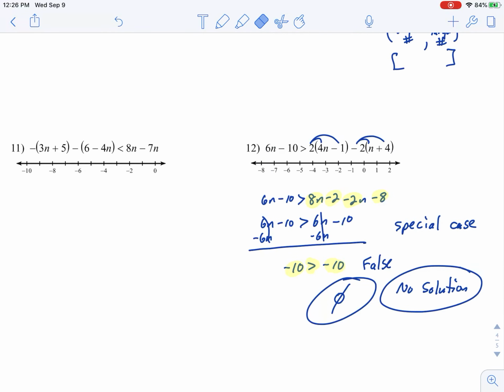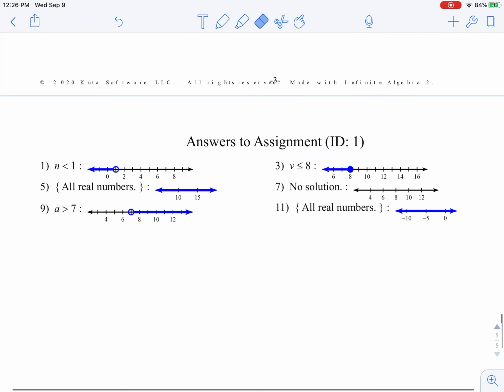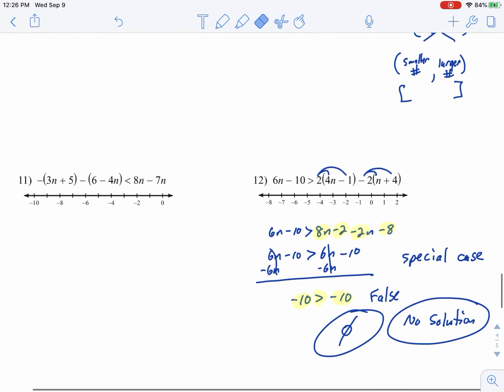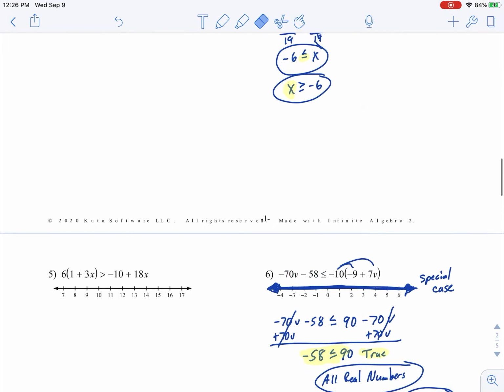So that is 12 examples you need to try. Or I'm sorry, that's 6 examples. You need to try the 6 problems. The answers will be down here for you, and I will handwrite in the various interval notations so you can check yourself on that before I save this.